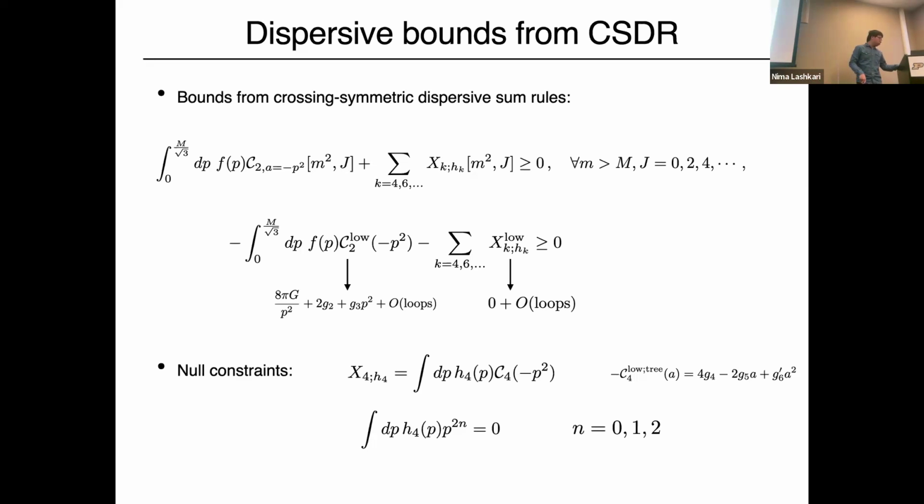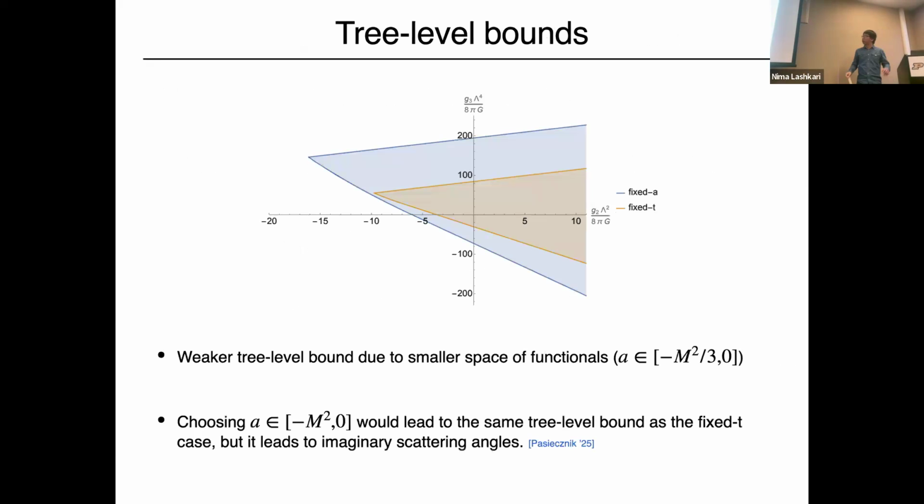So if you do all these things, the non-trivial thing is to find this f of p, such that this condition is satisfied. But this is something you can solve numerically, and after you do that, you'll again get some bound like this. And I should mention, originally this fixed t bound, the previous one I showed, is also derived in a similar way.